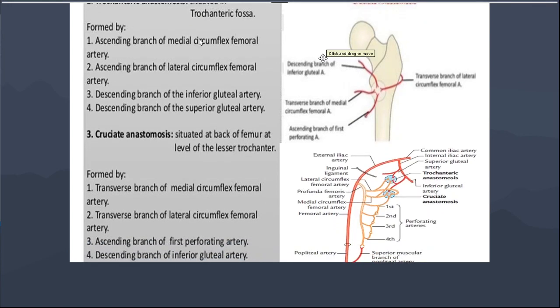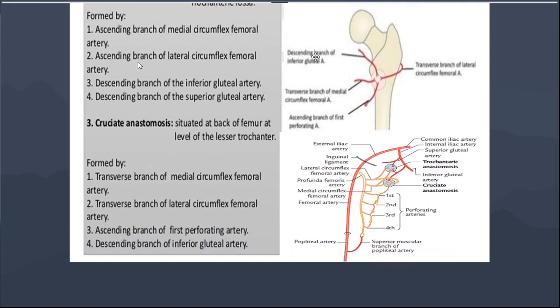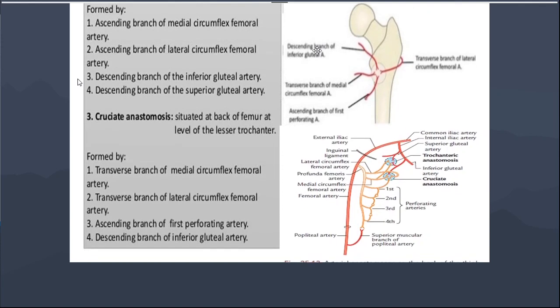Ascending branch of medial circumflex femoral artery, ascending branch of lateral circumflex femoral artery, descending branch of inferior gluteal artery, descending branch of superior gluteal artery. Now, these points I'm going to explain in this diagram. Please, everyone, carefully listen. See here.